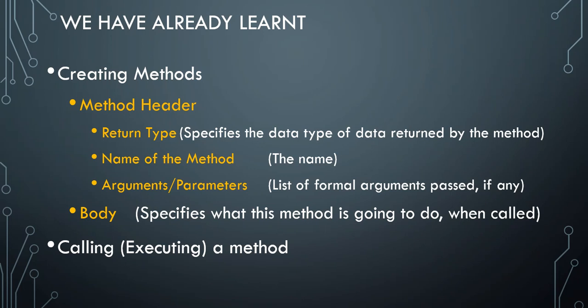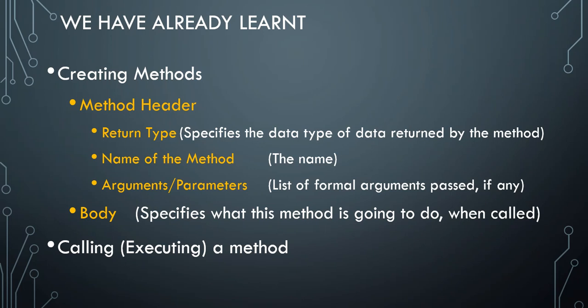The other optional thing that is there in a method is actually the body. You may not write anything inside the body. Yes, the braces will be there, but you may not write something in the body. So what does the body specify? It specifies what this method is going to do when it is called. So when you call the method, the body contains the statements which are going to be executed.